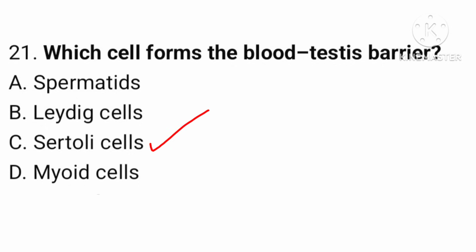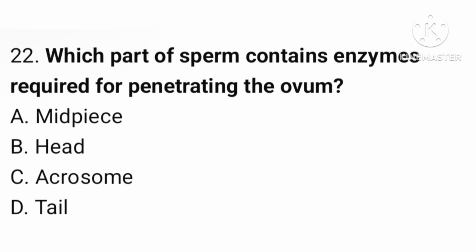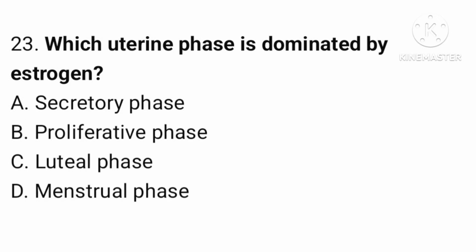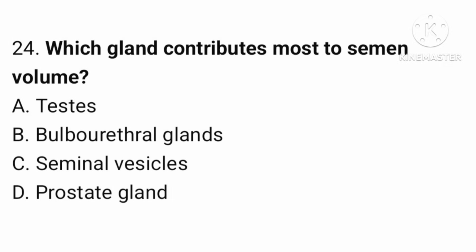Correct option is C. Which part of the sperm contains enzymes required for penetrating the ovum? Correct option is C. Which uterine phase is dominated by estrogen? Correct option is B. Which gland contributes most to semen volume?